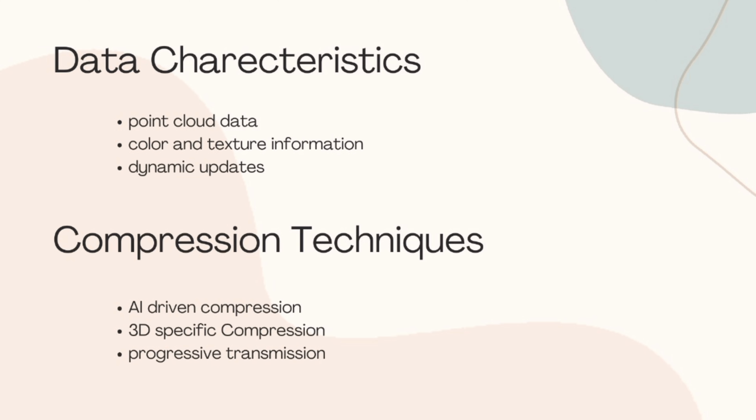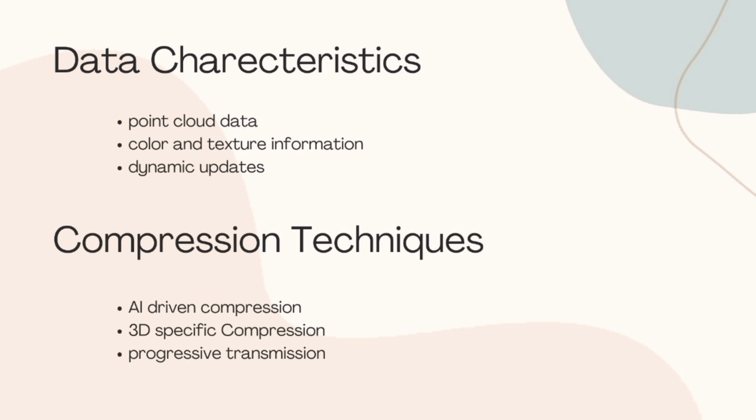The next type is wavelet-based compression. And how does it work? It uses wavelet transform, which decomposes holographic data into frequency components. Low frequency components, which capture the overall shape and structure of the hologram, are preserved with high fidelity. The high frequency components, representing finer details and noise, are compressed more aggressively.